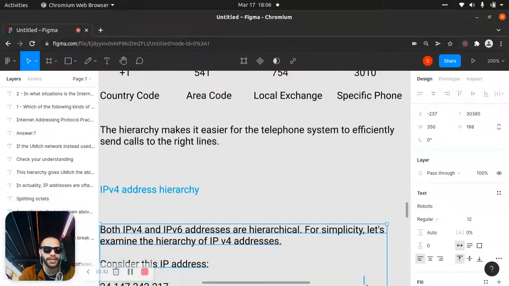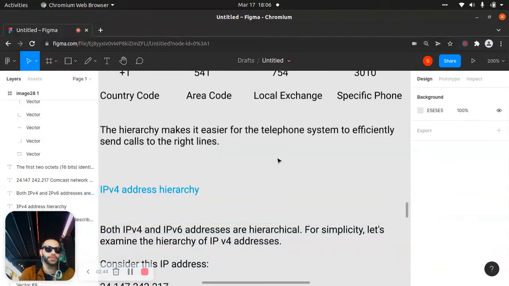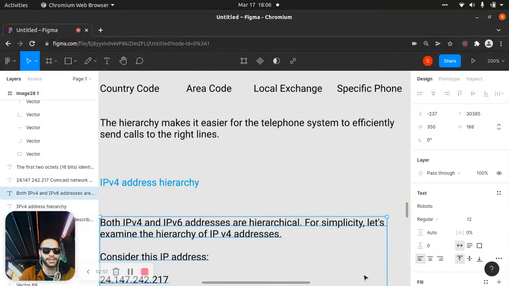Now we are going to IPv4 addresses because we look for computers and the internet. For the phone we have the same hierarchy, but we will look at the computer. It will be easy for understanding.